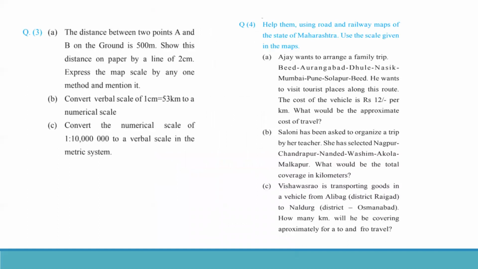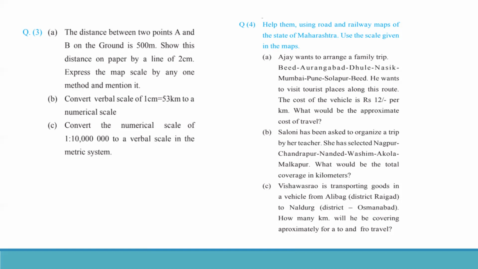Now let us see question 3. Try to understand and draw this. It's very simple. The distance between 2 points A and B on the ground is 500 meter. So you have to draw one line. Show the arrow and make a line, 500 meter. Show this distance on paper by a line of 2 centimeter. Now you cannot, so just draw a line of 2 centimeter and write what is the distance on the ground? 500 meter.